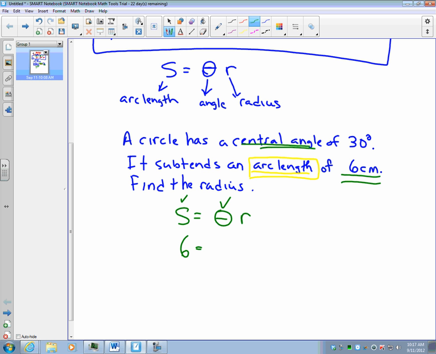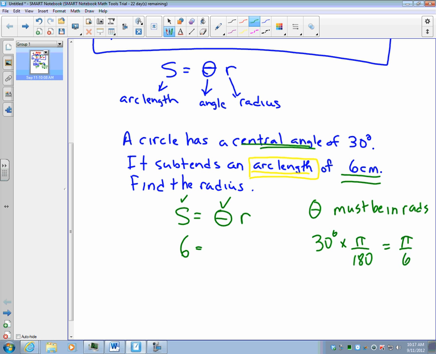But that's the problem, right? This measurement has to be in radians. So theta must be in radians. So we got to convert first. So we've got 30 degrees going to radians, means that pi has to be on the top, right? Which reduces to pi over 6.